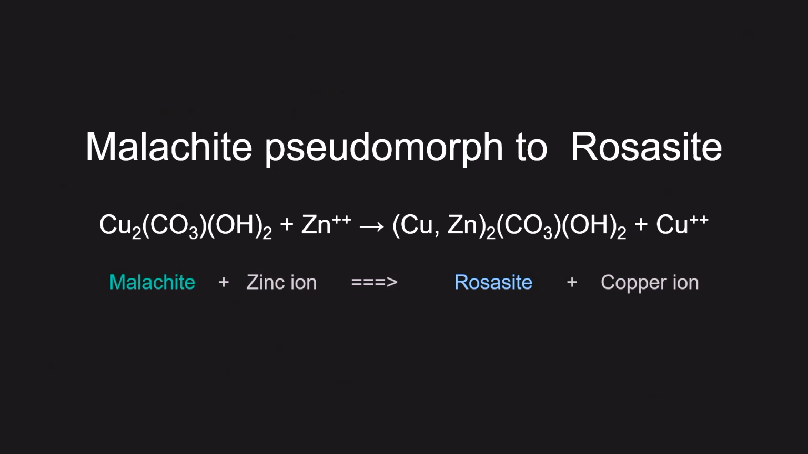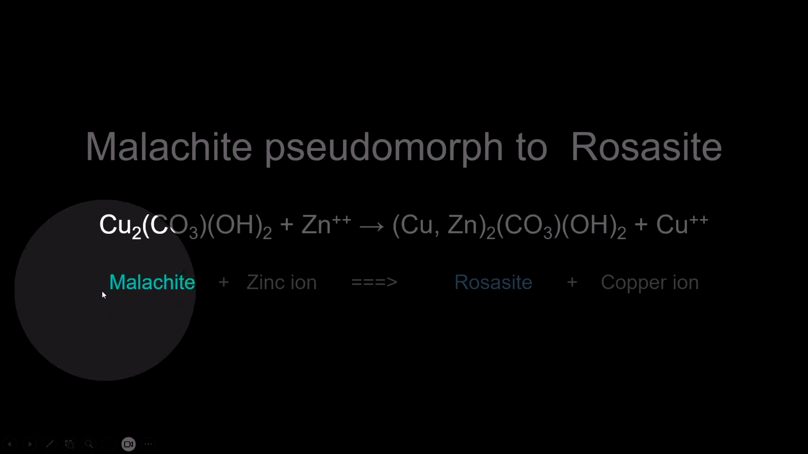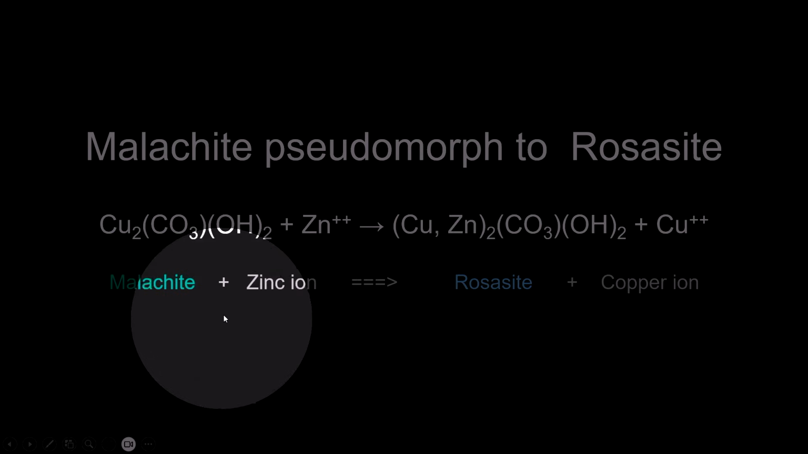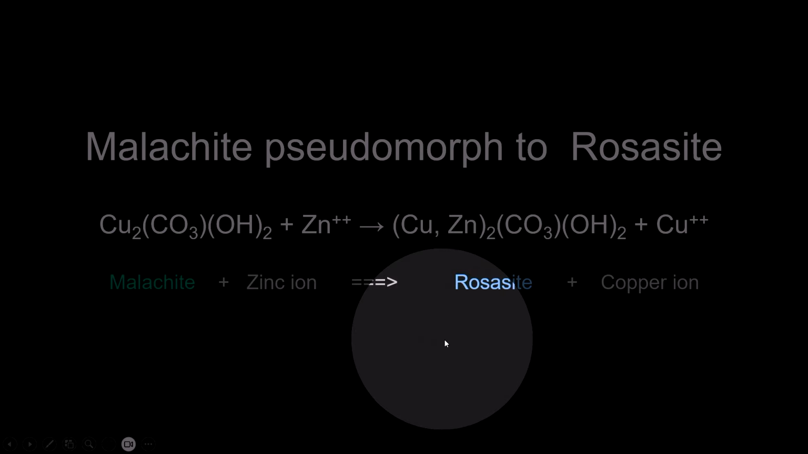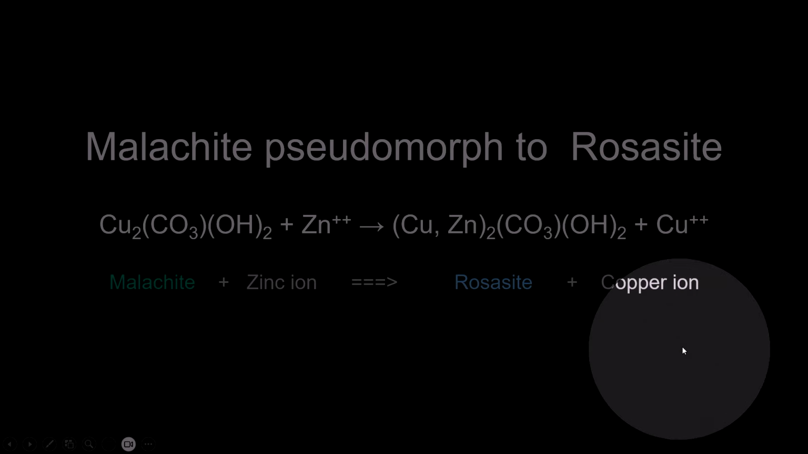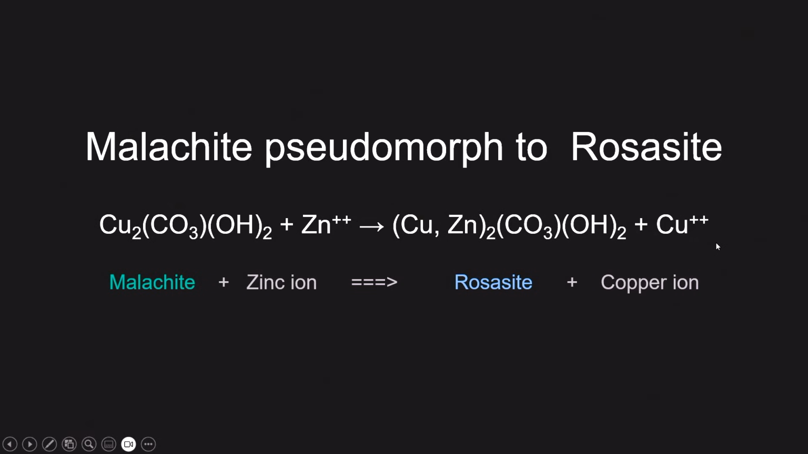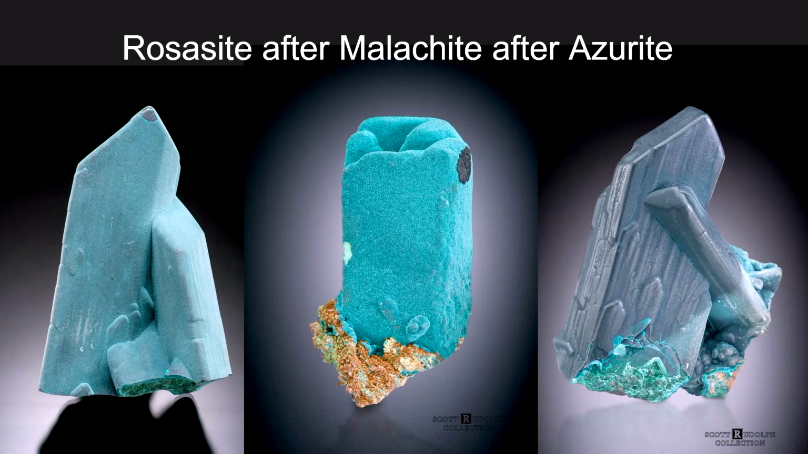So sometimes the malachite does not stay malachite. Sometimes it is transformed further into rosasite. And this also has a relatively simple chemistry where you take some malachite and you give it some zinc ions, and what you get is rosasite, and you get copper ions that are released. And these are very popular specimens, quite beautiful, variable in color from dark blue to a lighter blue.